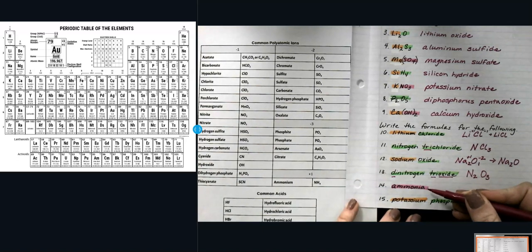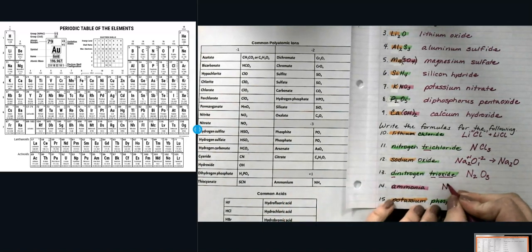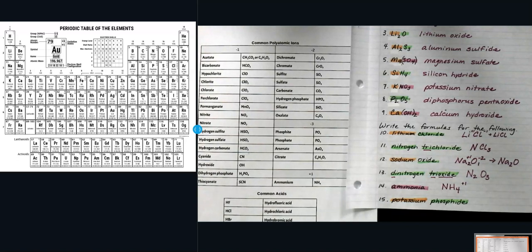Now ammonia, remember we highlighted, that's a polyatomic. We come over here, it's just NH4. And just as a side note, it has a +1 charge, so we'll see that with other combinations.